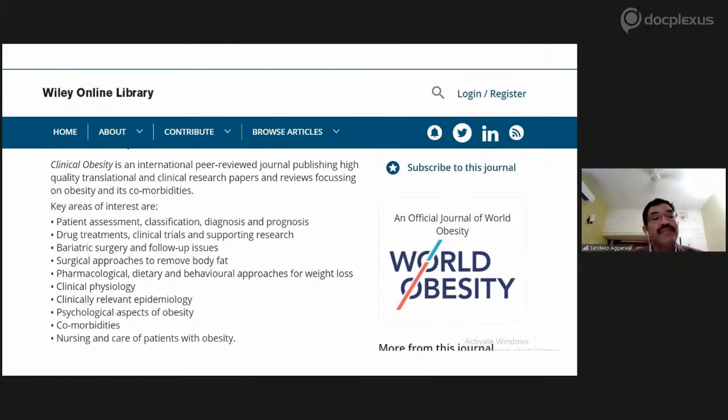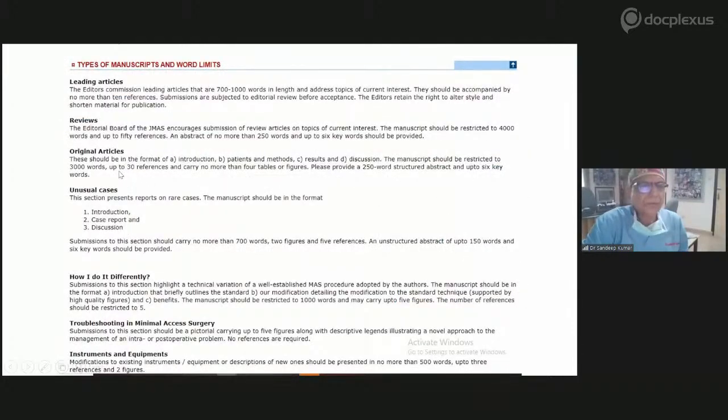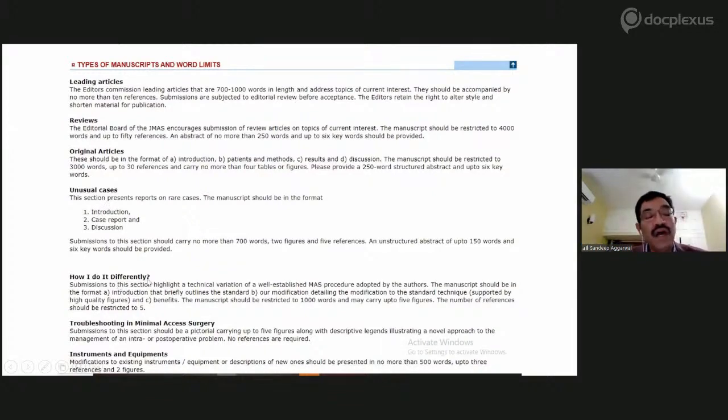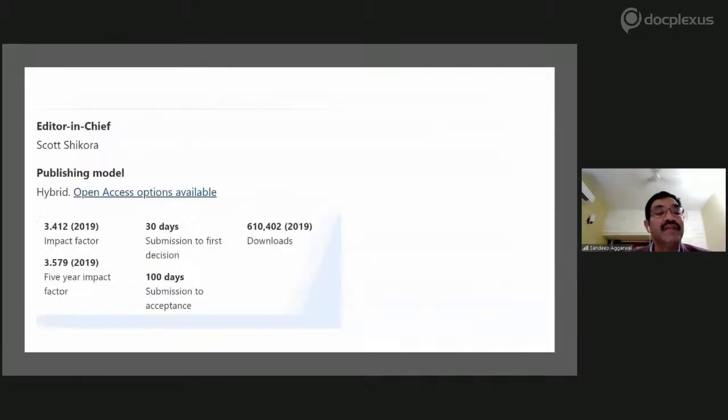This is our own journal, JMAS. It shows you what types of articles it will accept: leading articles, reviews, original articles, and it will give you some detail of what it is expecting. Unusual cases, how I do it differently, troubleshooting. Each journal gives you this, and it's extremely important to look at what types of manuscript they are going to take.